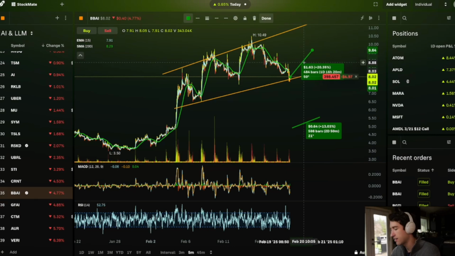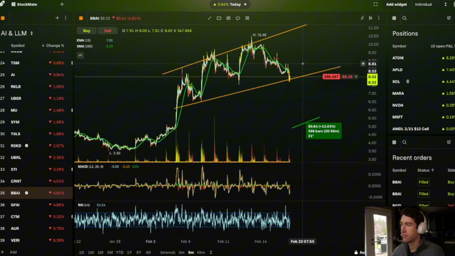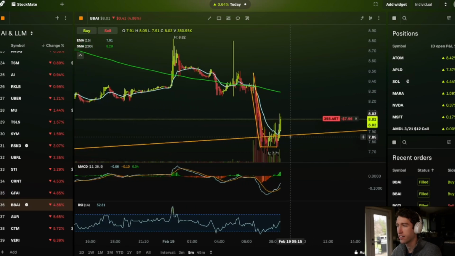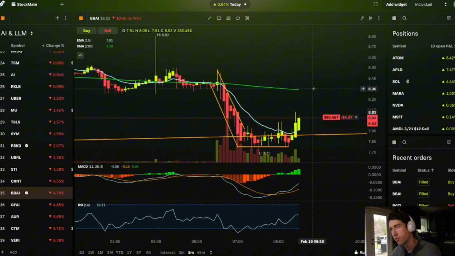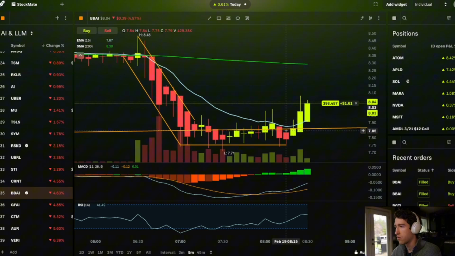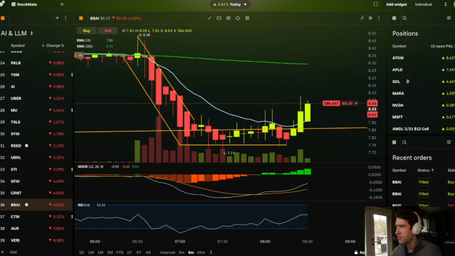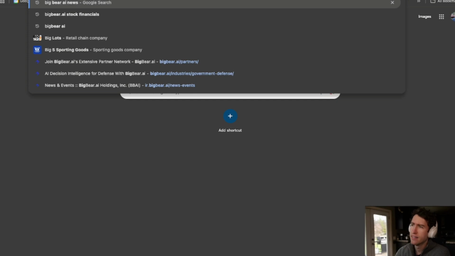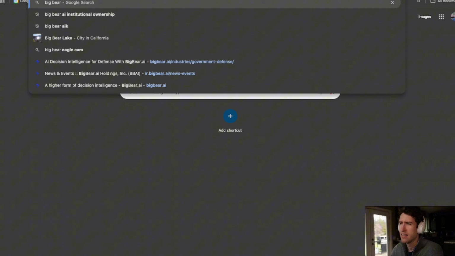The reason I think that this could happen, we normally start with a market analysis, then do fundamentals. But when it comes to BigBear.AI, just today, I wanted to show you the technicals of that reversal. There's a lot of really good news coming out related to the company that you should take a look at. Their financials are improving. BigBear.AI, they have institutional ownership that's getting interesting.